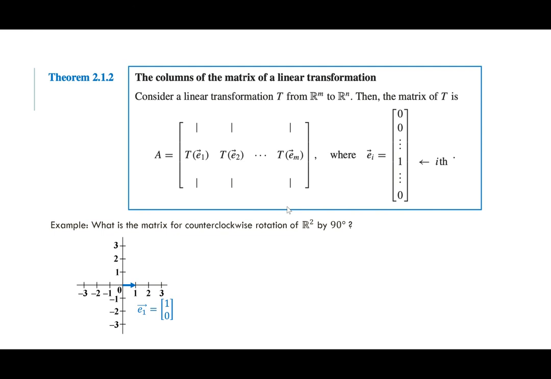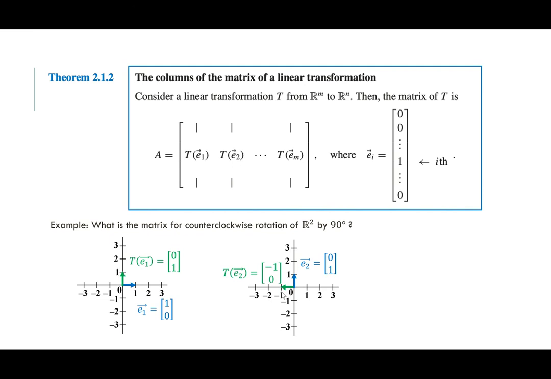So what does rotation by 90 degrees do to our first basis vector, (1, 0)? Well, it takes it to the vector (0, 1). So our transformed first basis vector is (0, 1). Now let's look at our second basis vector, (0, 1). What does the transformation do to that? Rotating by 90 degrees takes us to (-1, 0). And so the transformation of our second basis vector is (-1, 0).